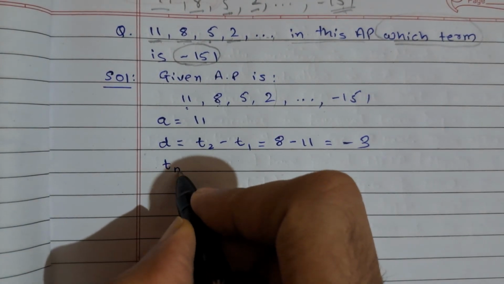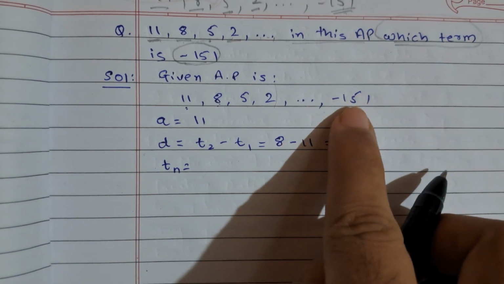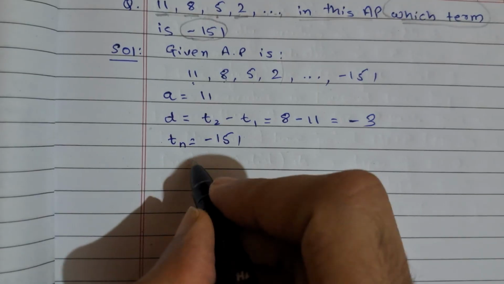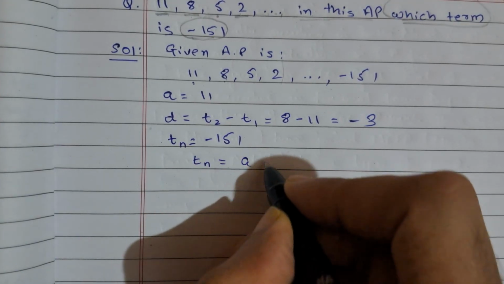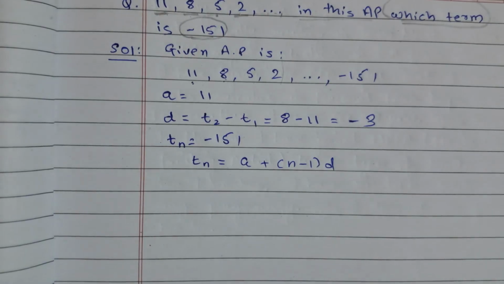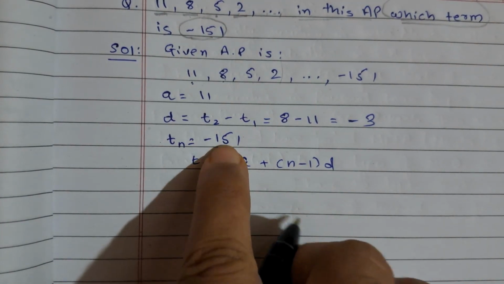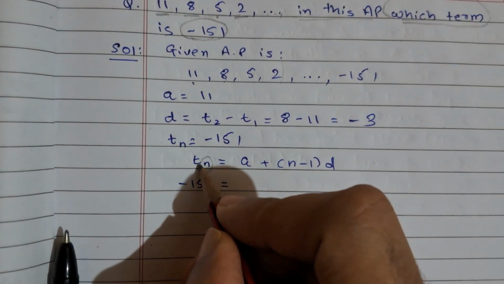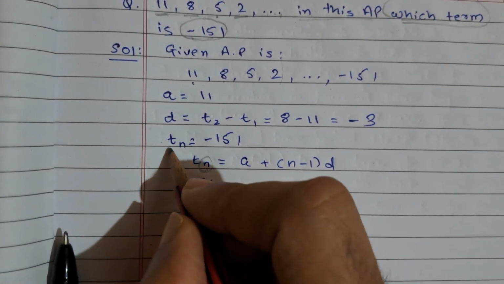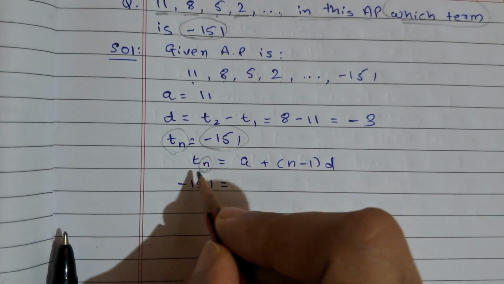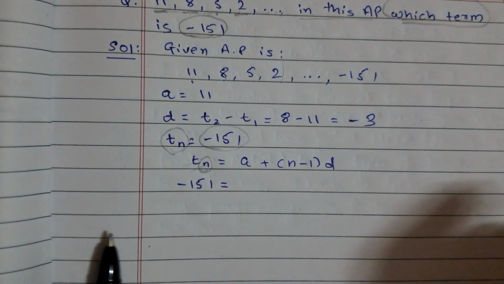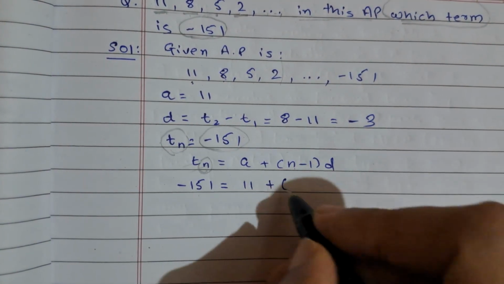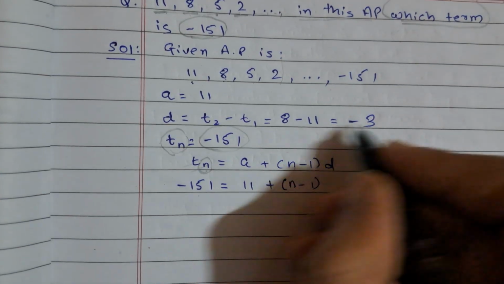Now what? Tn. What is the last term or the nth term which I don't know? That is minus 151. So as soon as I write Tn, I recall the formula for Tn. Tn's formula is A plus n minus 1 into D. But I know what Tn is, right? Tn is minus 151. Obviously, I don't know the value of n because it is the nth term. So I will just replace this Tn by minus 151. What is A? A is 11. What is n? I don't know what n is. What is D? D is minus 3.